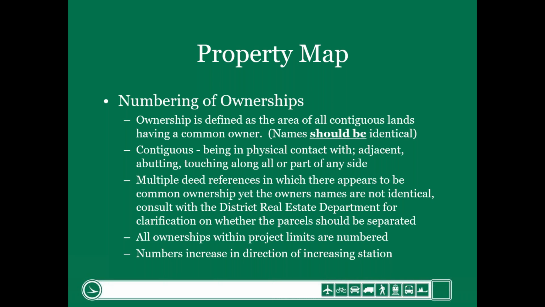But before I get into the plan sheet itself, I must just quickly review how we number ownerships. You guys can read this. I'm not going to go through each line, but an ownership is defined as an area of all contiguous lands having a common owner. Names should be identical. We require the designer that the names must be identical.